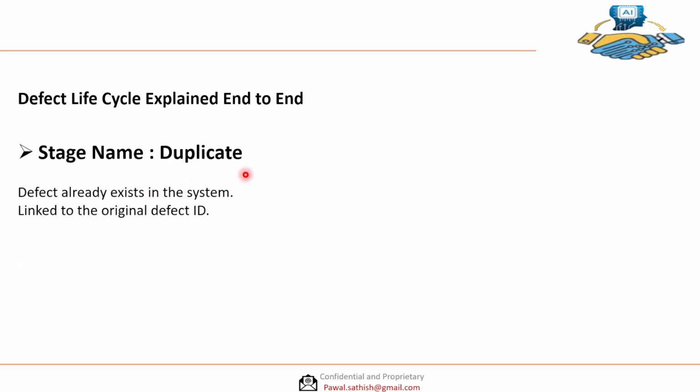The next stage is duplicate. The defect already exists in the system. If the developer finds an issue similar to this defect, he will simply mark it as duplicate and link the original defect ID here.